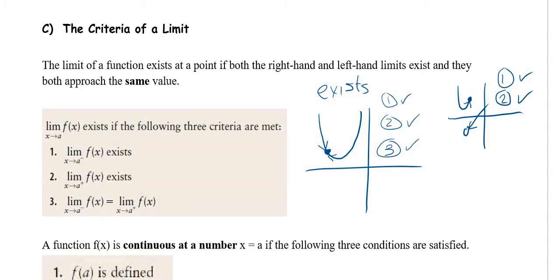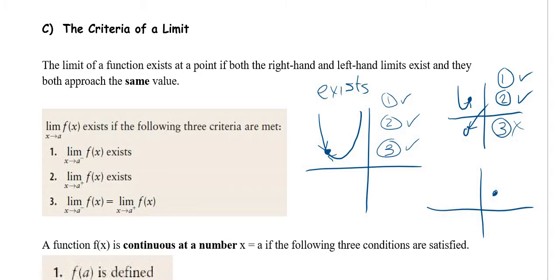And then condition 3 says that the left-hand limit and the right-handed limit have to be equal. So in this case, we're going to ask ourselves, is the y value for the left-handed limit the same as the y value for the right-handed limit? In this case, no, they're not. So is this continuous?